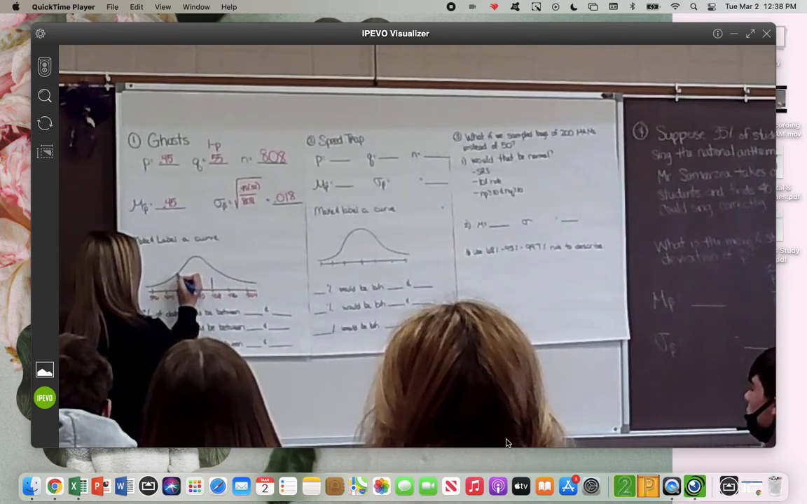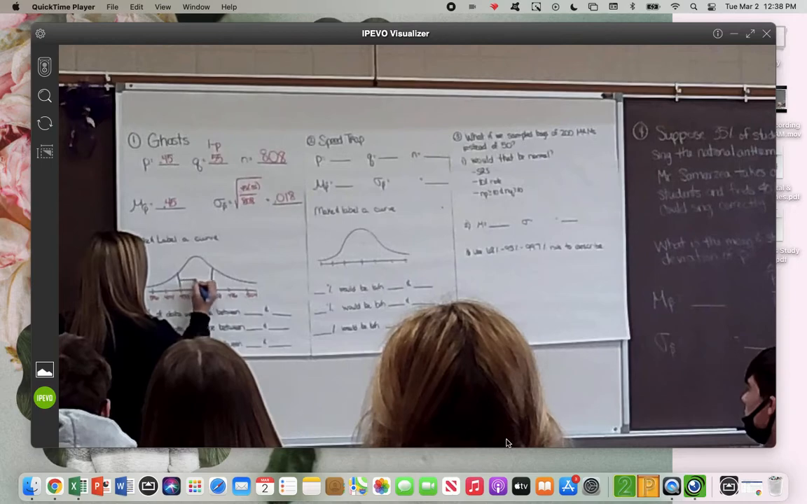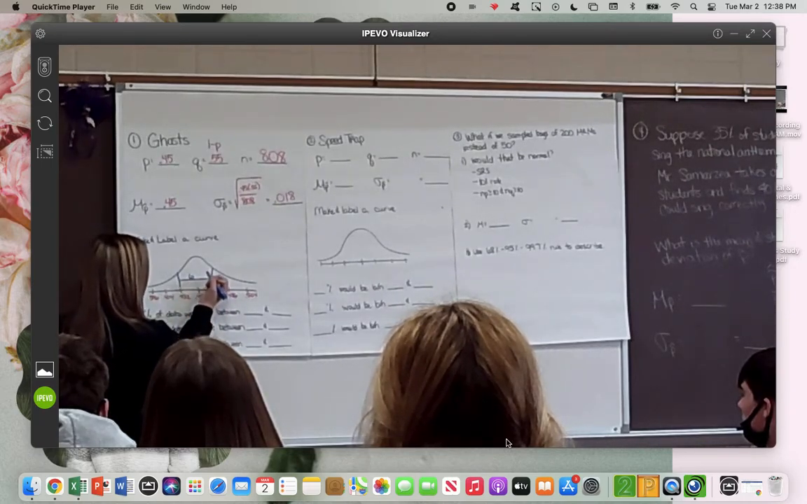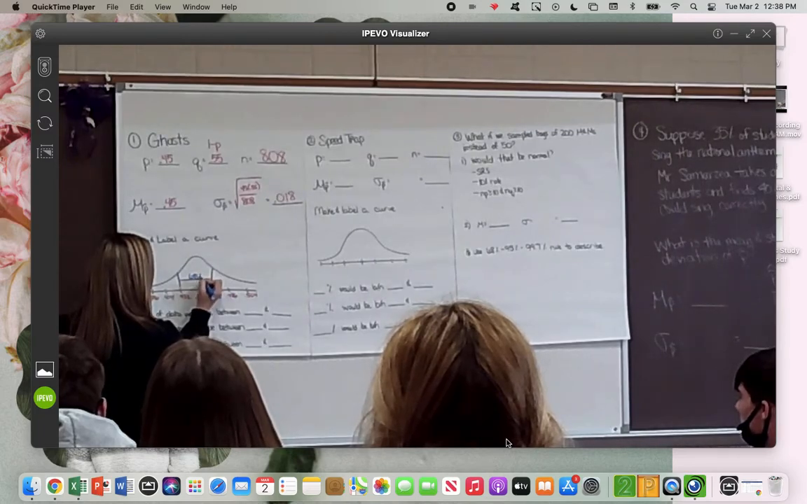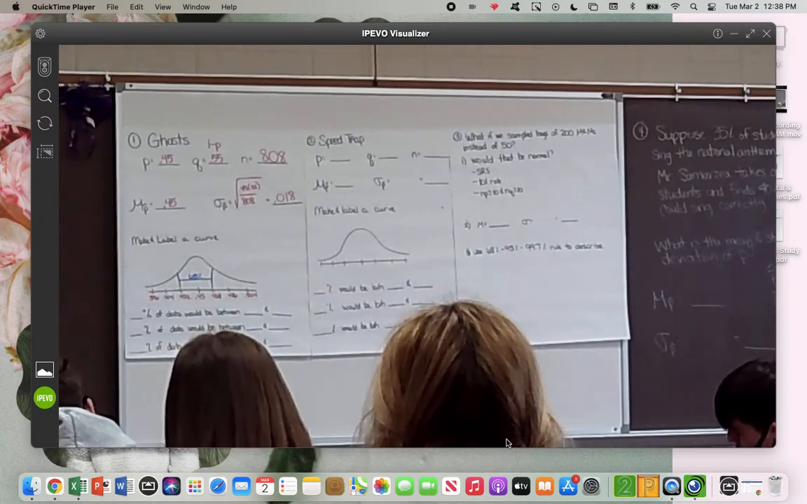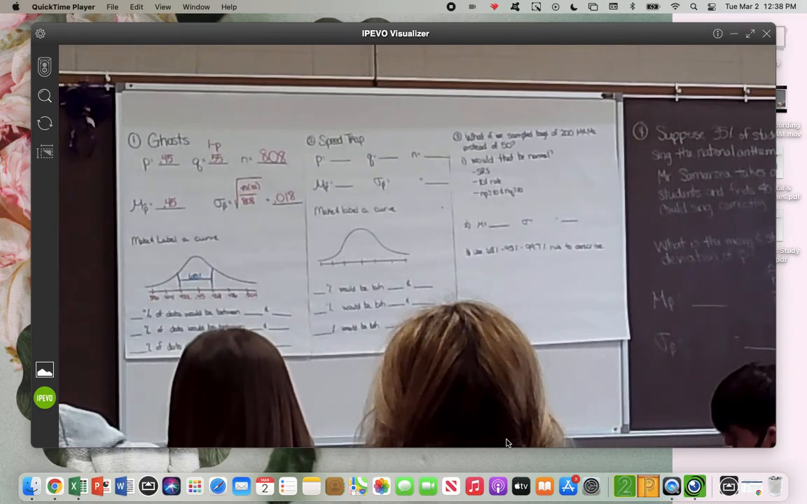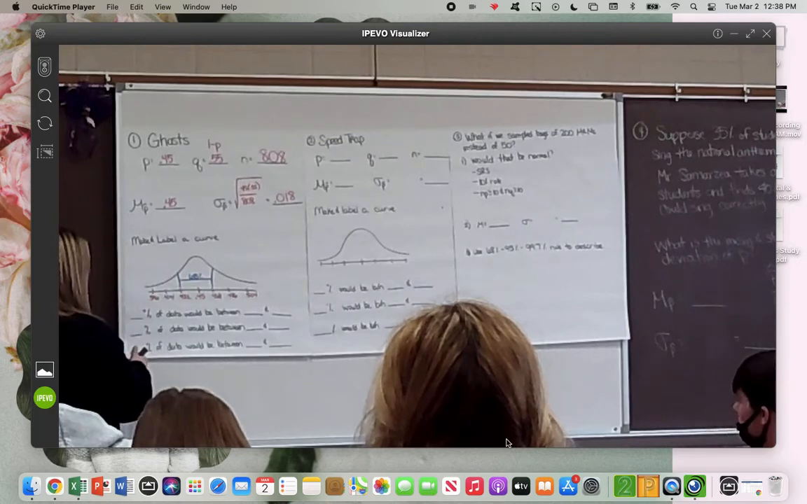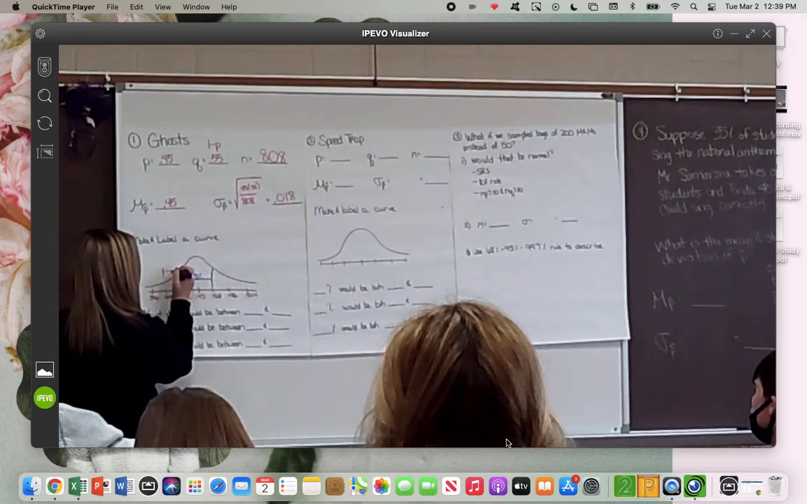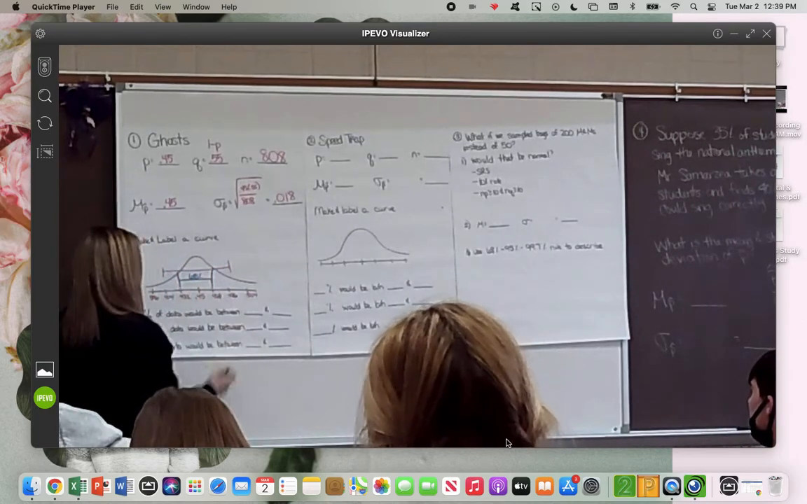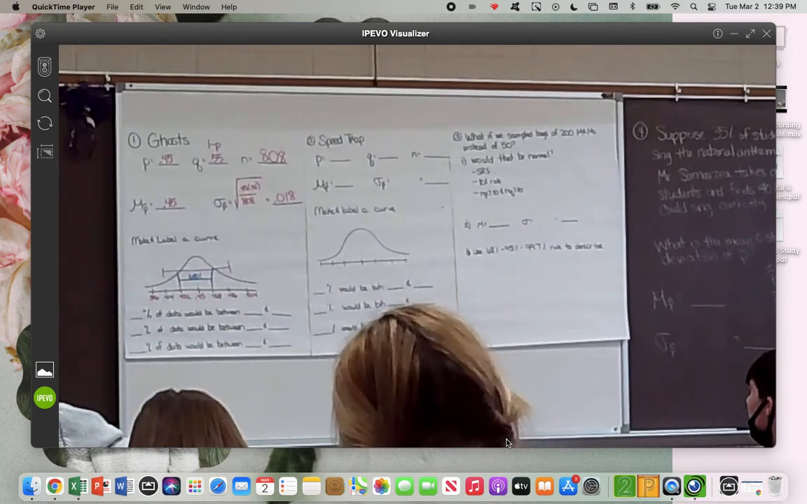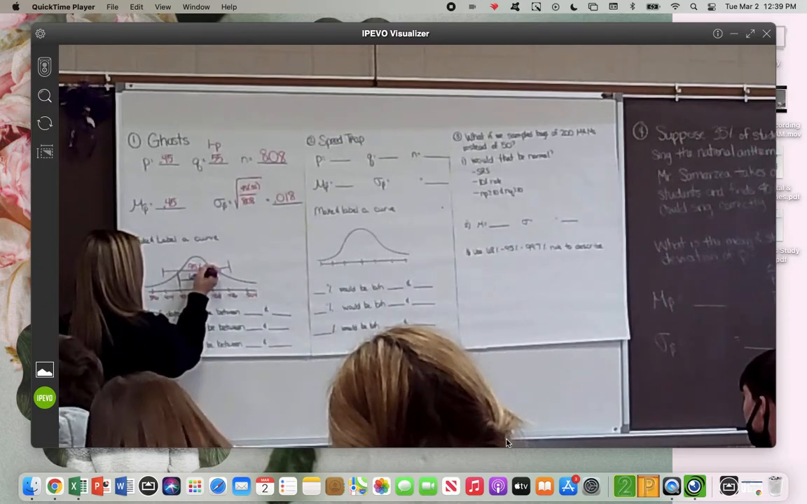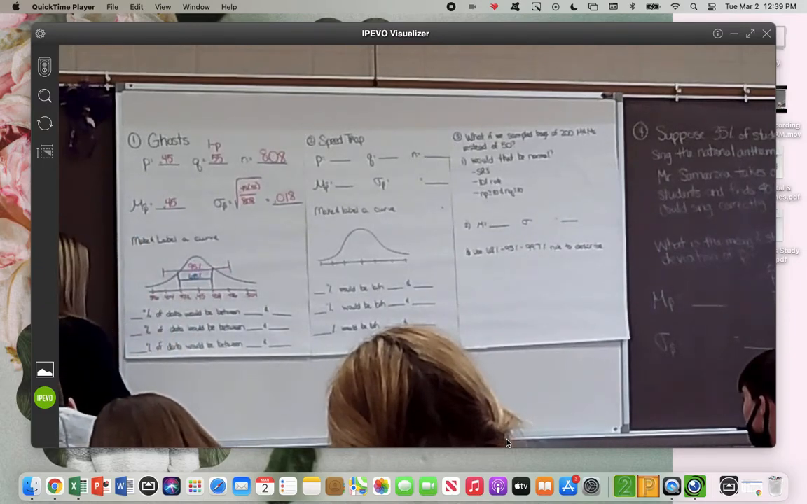Does anybody remember the percentage of data that is included from -1 to +1 standard deviation? You guys remember what percent goes here? 68. So 68% of the data goes in between -1 and +1. Now, what about from -2 to +2? You guys remember the percentage there? Close. 95. All right.